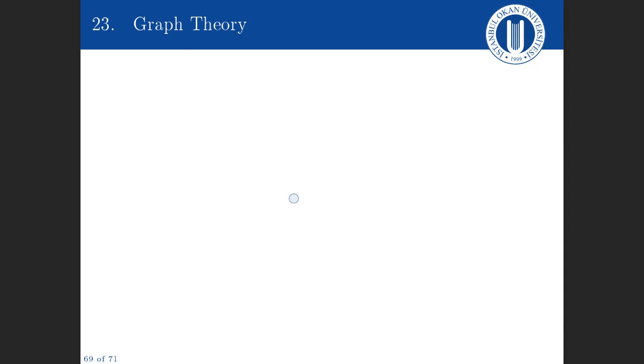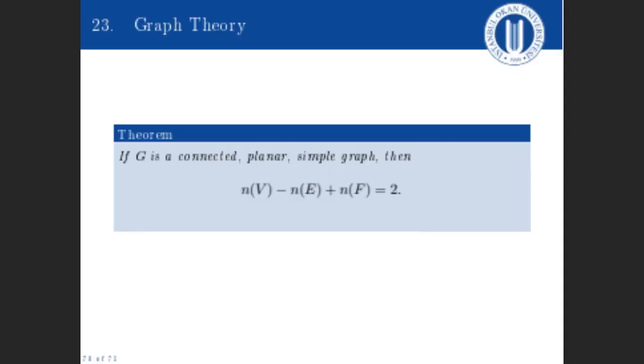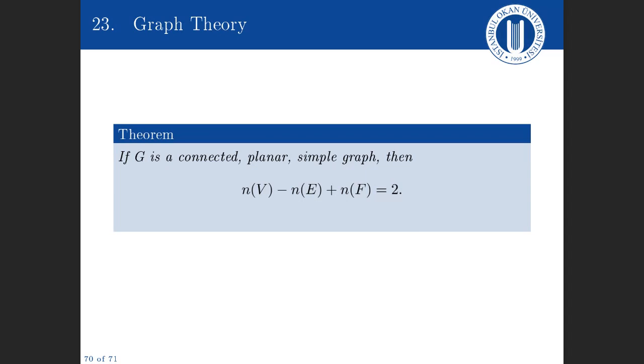The graph I started with must have the same value for Euler's formula as this one. So the graph I started with, which was any graph that I drew, must have Euler's formula equal to 2. That proves that if G is a connected planar simple graph, then Euler's formula is always equal to 2. And the same is true for polyhedra without holes.